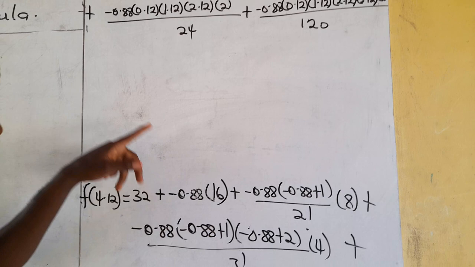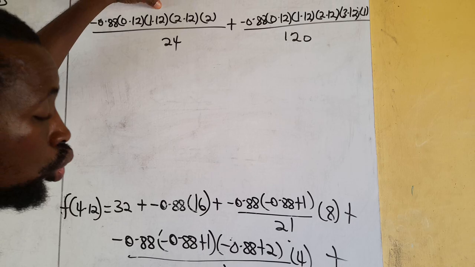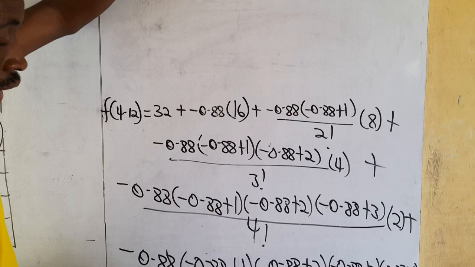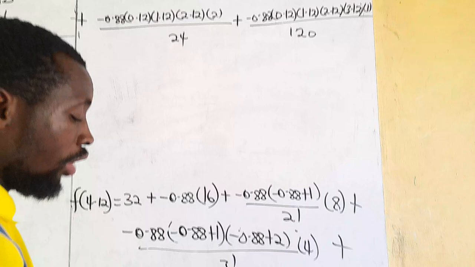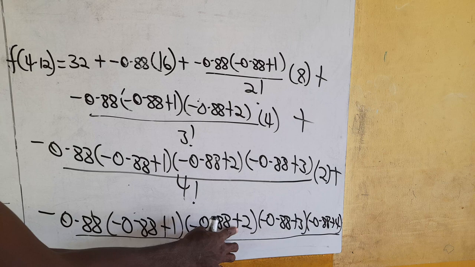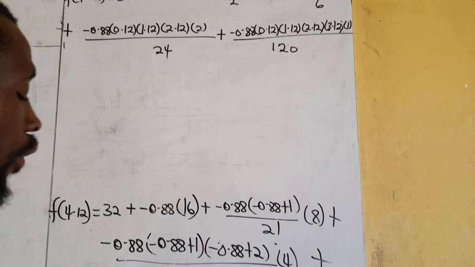When we come here, our negative 0.88 is there. The negative 0.88 plus 1 will be 0.12. Negative 0.88 plus 2 is 1.12. Negative 0.88 plus 3 is 2.12 times our 2, and 4 factorial is 24. Then the last one, I will have our negative 0.88, and negative 0.88 plus 1 is 0.12. Negative 0.88 plus 2 is 1.12. Negative 0.88 plus 3 will be 2.12. Then negative 0.88 plus 4 will be 3.12 times our 1, and 5 factorial is 120.